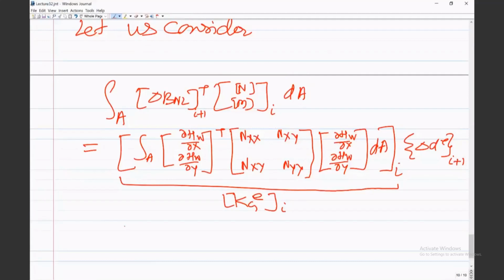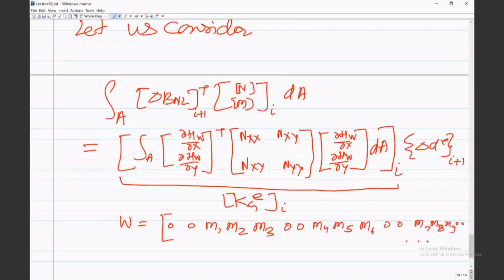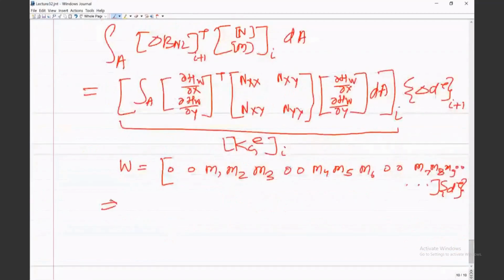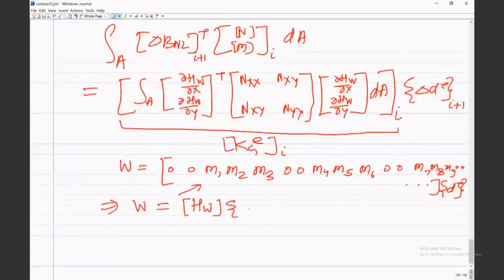And here, your HW is when you interpolate. So let me define what HW is. You will write it in terms of U0, V0, the terms are 0. Then you will have M1, M2, M3, 0, 0, and then M4, M5, and M6, 0, 0, and similarly M7, M8, M9, 0, 0, and so on, into DE. So we write W is equal to this matrix, which is referred to as HW, into DE. So that is where this HW is coming from.